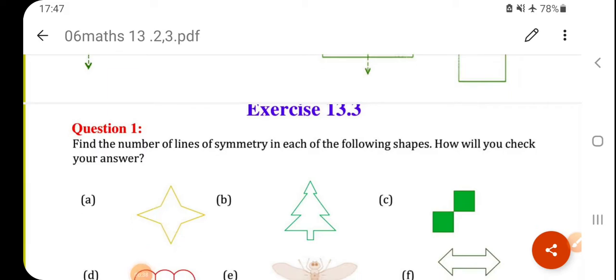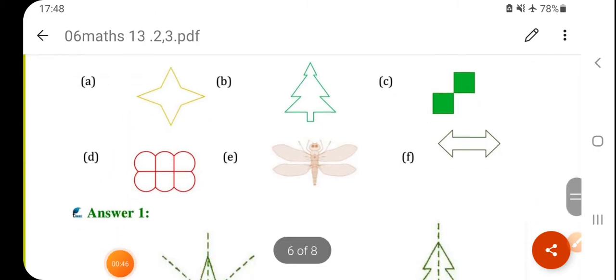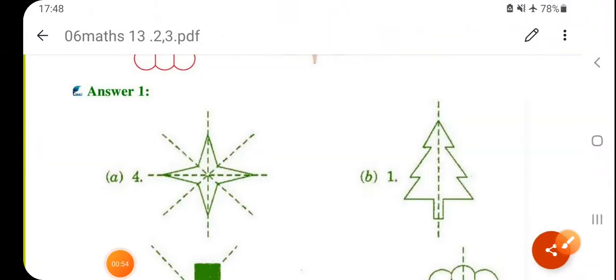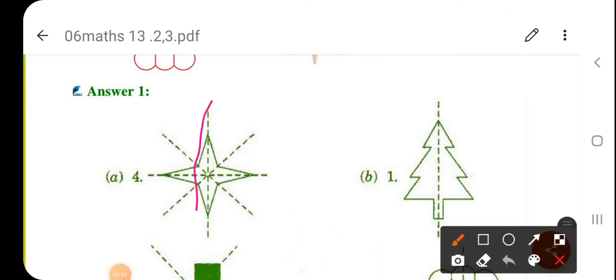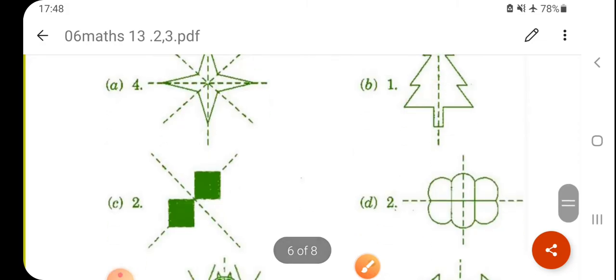How will you check your answer? As per the figure, you have to draw lines of symmetry. Here a star is given. First you can draw this one, vertical. Second one, horizontal, then diagonal. So what is the answer? Lines of symmetry is 4.